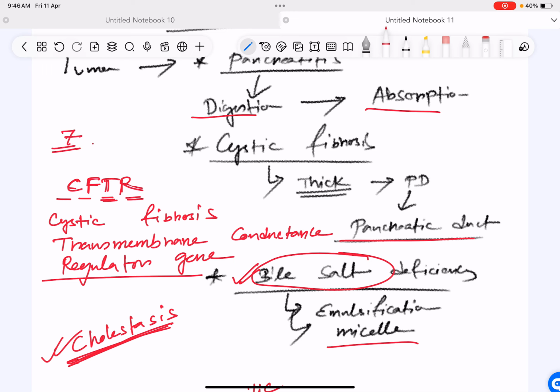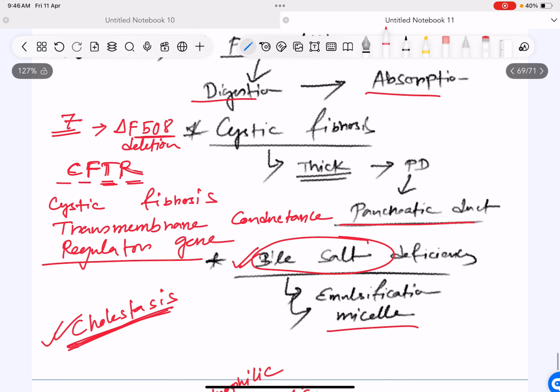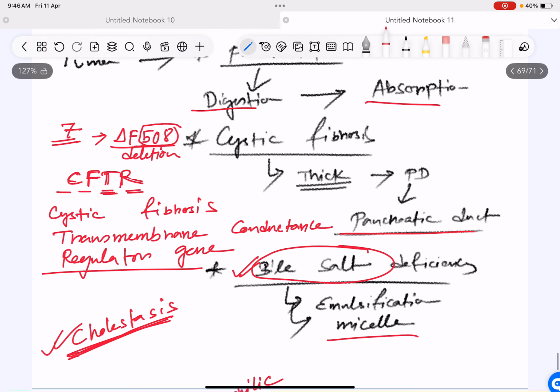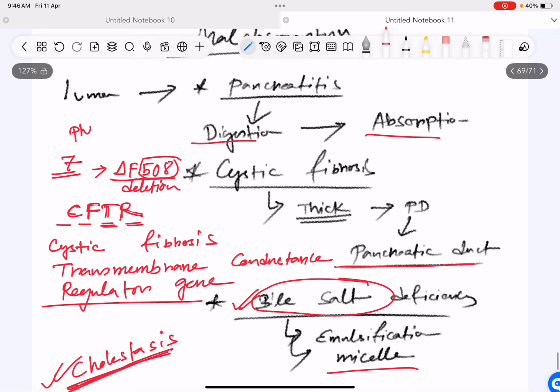Correct. Most common mutation is the delta F508 deletion. Most common deletion of the amino acid which is present in the 508 position of the CFTR gene. What is the amino acid which is present in the 508 position? Delta F508 deletion, that's what we are saying. In the 508 position, we have phenylalanine.